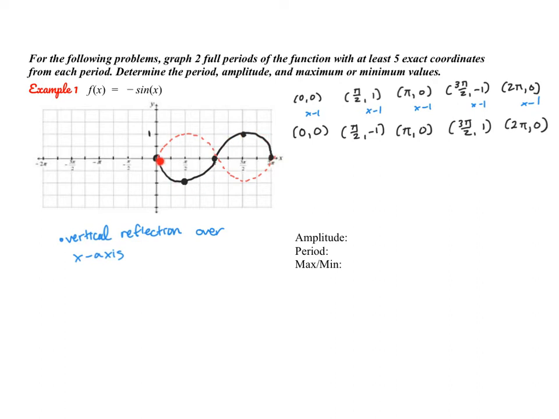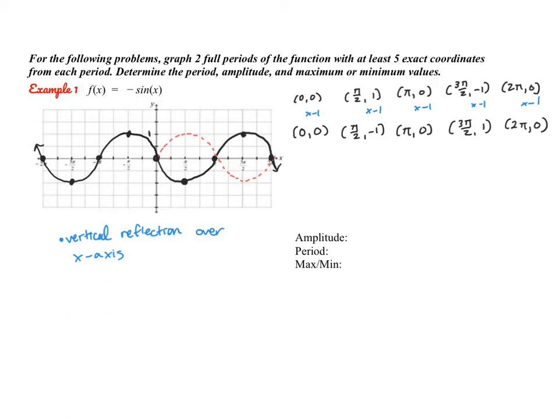So moving backwards, we go to negative pi over 2, and then we can go up to positive 1, and then back to the midline, and then negative 1, and then back to the midline. And notice we're counting by every pi over 2. So there's our second full period of our graph. And this would continue on going both directions.